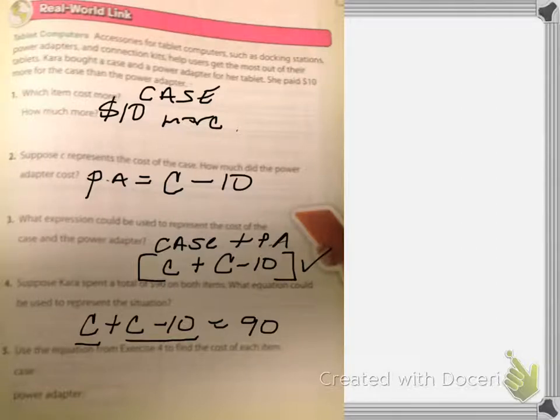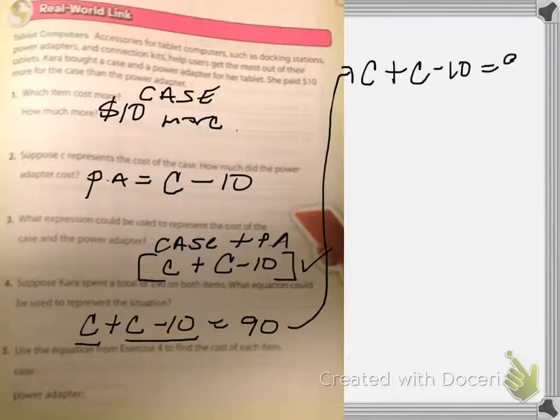Now use the equation from exercise 4 to find the cost of each item. So now we're going to take that and apply it to what we know. This actually comes out to a 3-step problem. So we got to take C plus C minus 10 is equal to 90. First, combine the like terms. So that's going to be the first step, like terms. So C plus C, 1C plus 1C is equal to 2C. So we got 2C minus 10 is equal to 90.